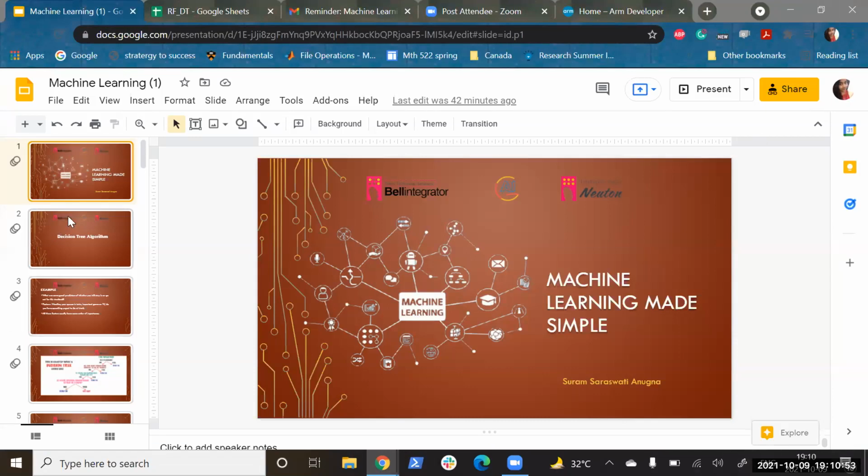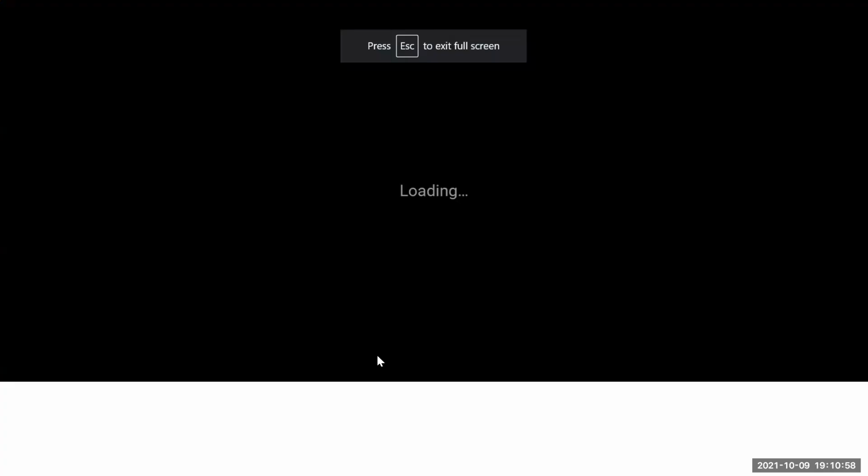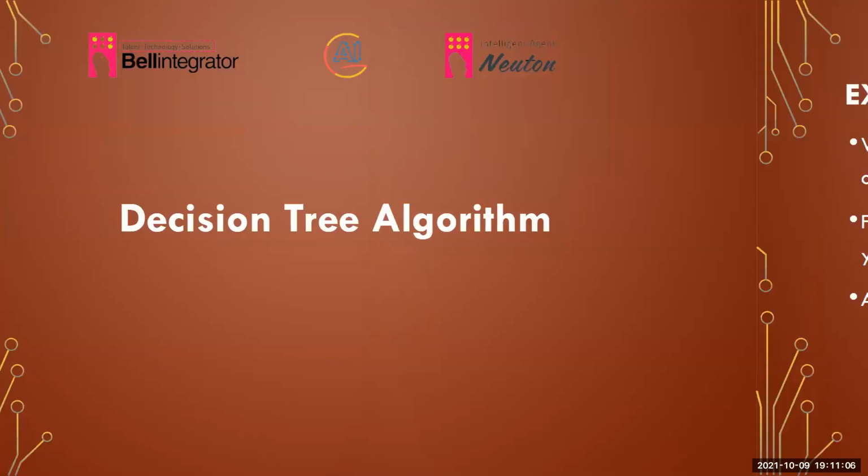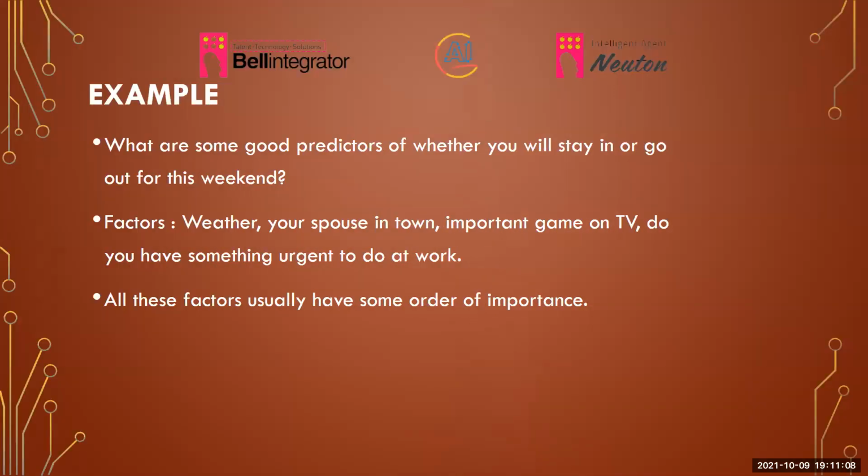As I said, we will be discussing decision trees and random forest. Let's start with an example. Let's juggle our mind a bit. If I ask you, what are some good predictors to decide whether you're going to stay in this weekend or not? Definitely, you will say that there are some things you think about before making a decision, right?